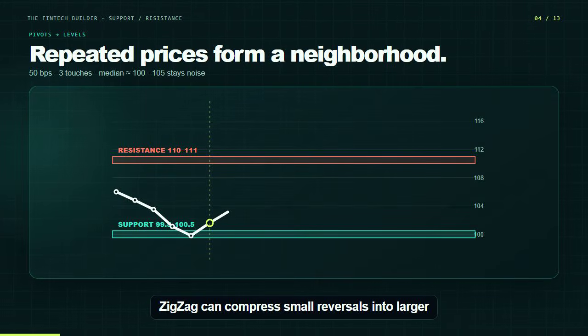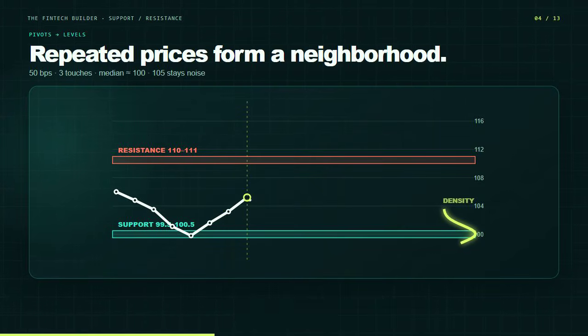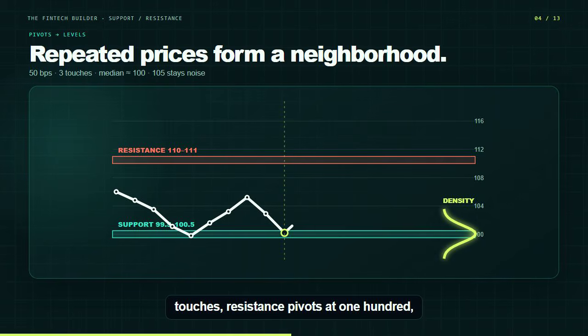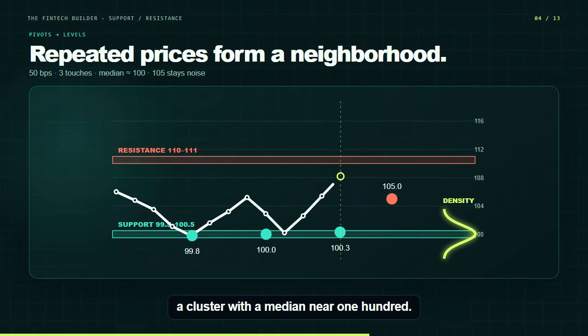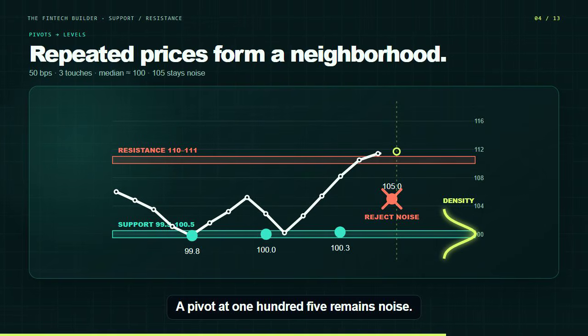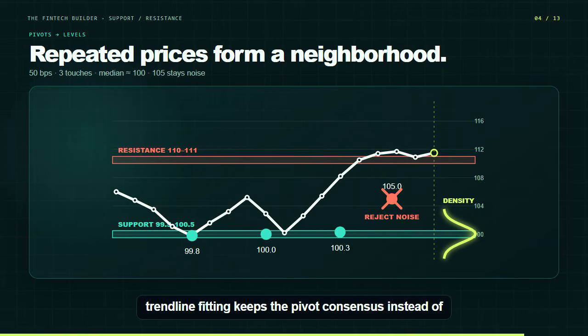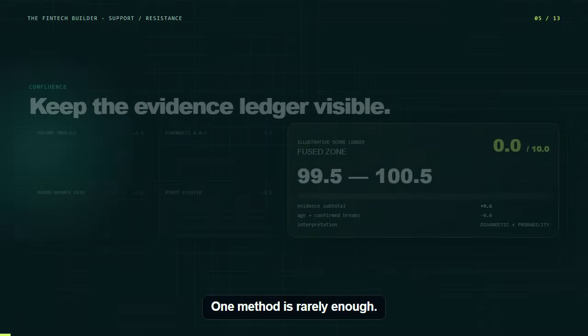Zigzag can compress small reversals into larger alternating swings. For horizontal levels, the catalog groups same kind pivots with density clustering in log price space. With a 50 basis point neighborhood and 3 required touches, resistance pivots at 100, 100.3, and 99.9 form a cluster with a median near 100. A pivot at 105 remains noise. For sloped support or resistance, robust trendline fitting keeps the pivot consensus instead of letting one outlier rotate the line. One method is rarely enough.